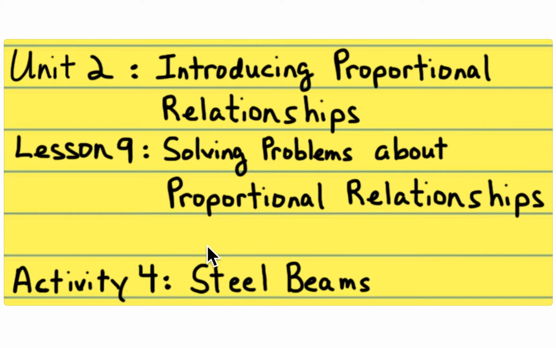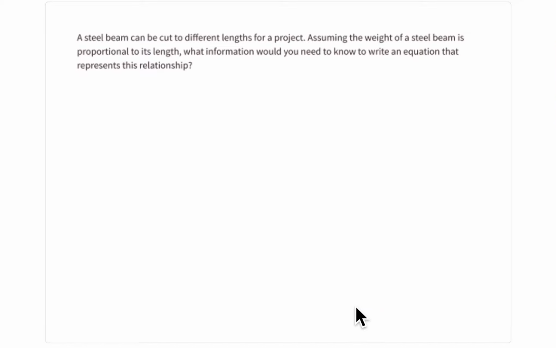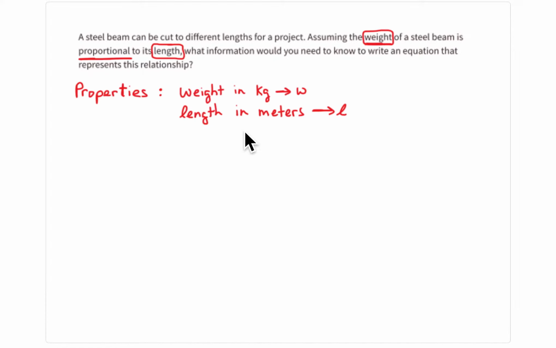This is Lesson 9, Activity 4, Steel Beams. And in this activity, you are given the information that the weight of a steel beam is proportional to its length. And they're asking you to write an equation that represents that relationship. And so the two properties are weight of the steel beam and the length of the steel beam.